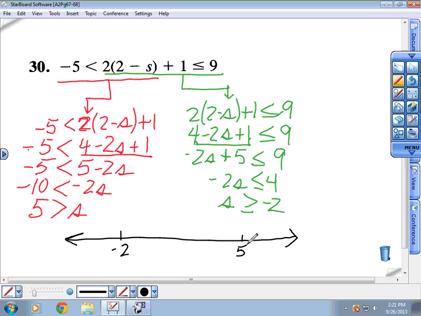Okay, and my red sign says S is less than 5. So it does not include 5, it's less than 5. So the red is to the left and less than 5. My green says S is greater than or equal to -2. Well, if it's equal to, I color it in, and it's greater than, so it goes this way. Now I'm looking for something where there's red and green in the same area, and that includes -2, because they're both red and green, all the way up to this point, but not including the 5 point.